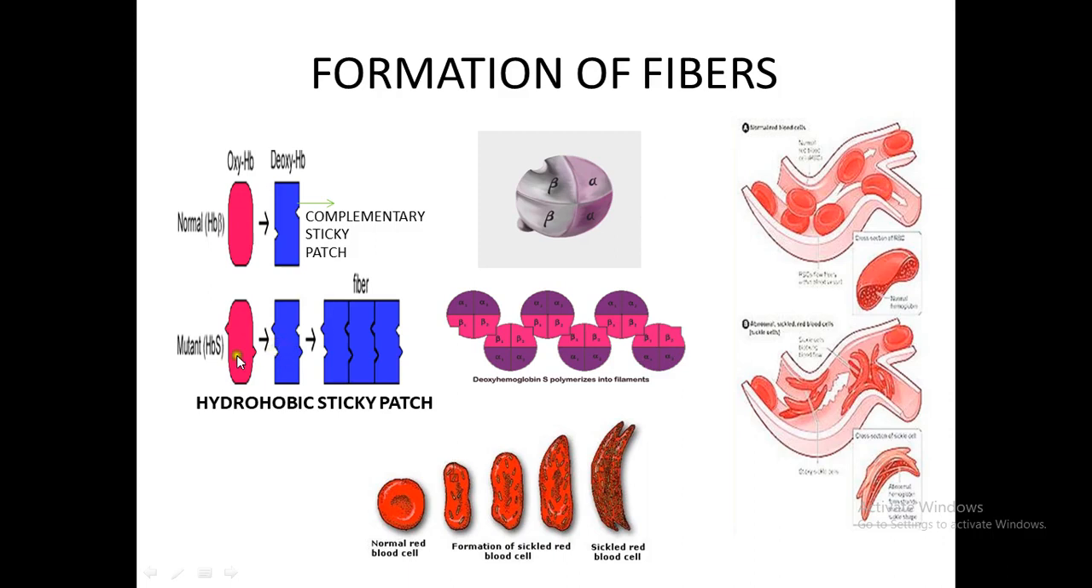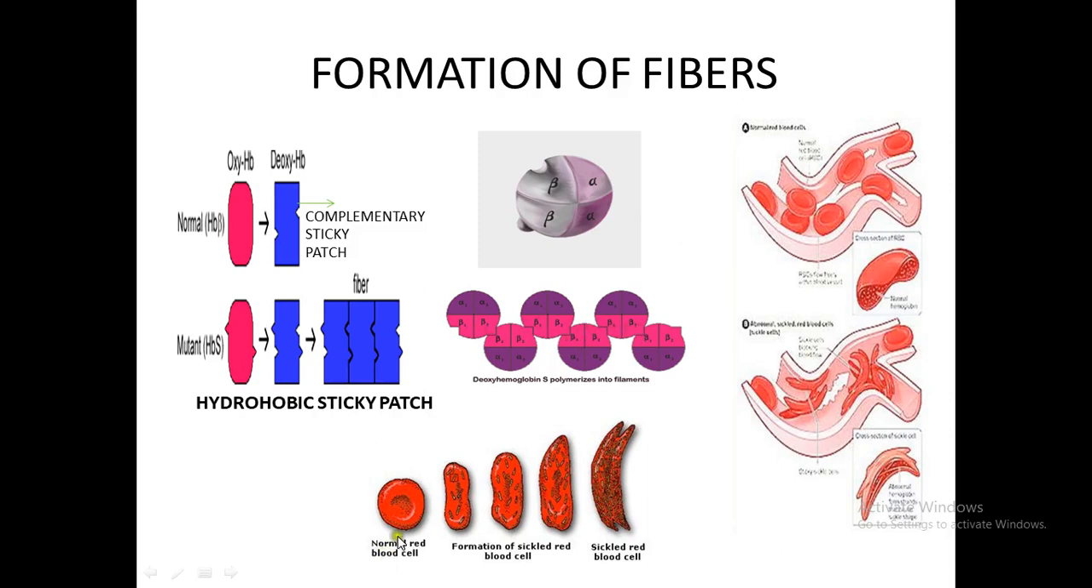patch. And when the globin chains go on fitting one into the other, this is how a fiber starts to form. You can see out here that one beta chain is fitting into the other beta chain, through this hydrophobic protrusion fitting into the hydrophobic sticky patch. And this is how long fibers are formed.